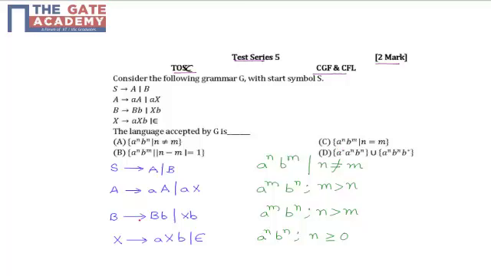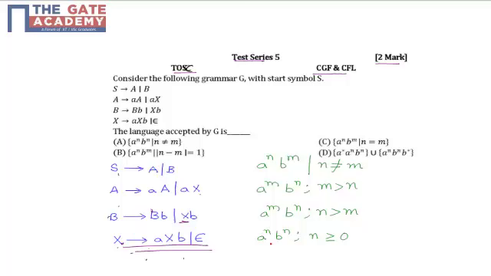Before going to solve this one, we have to write the language accepted by each production. If you take X, we have to go from bottom to top, because from these productions only we are getting. After X, by using X only we are getting B, from B we are getting A, from A we are getting S. So before going to that one, we have to write the language for X.